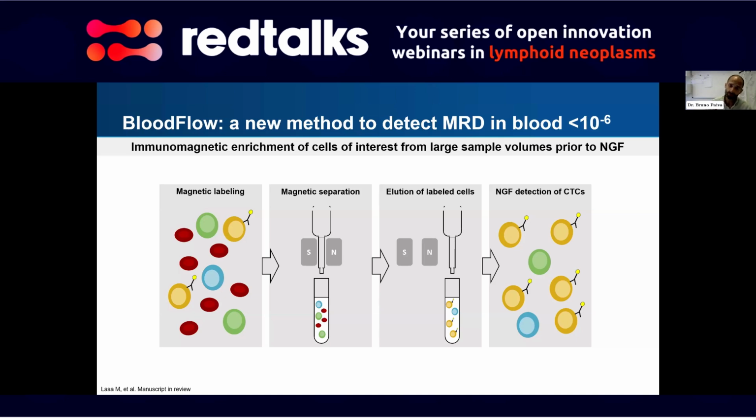But then we have a problem. And the problem is that in a routine clinical laboratory, you cannot analyze 50 ml of blood in a flow cytometer. You would collapse the laboratory. So you need to make it easier.